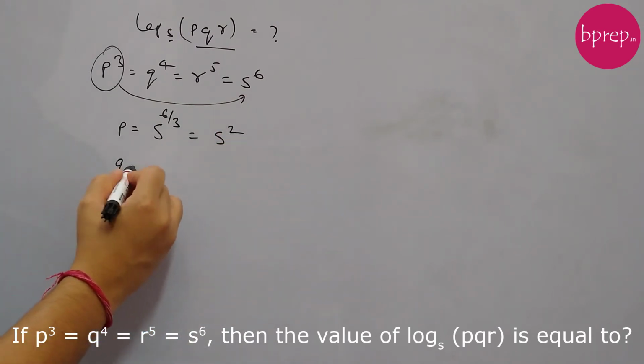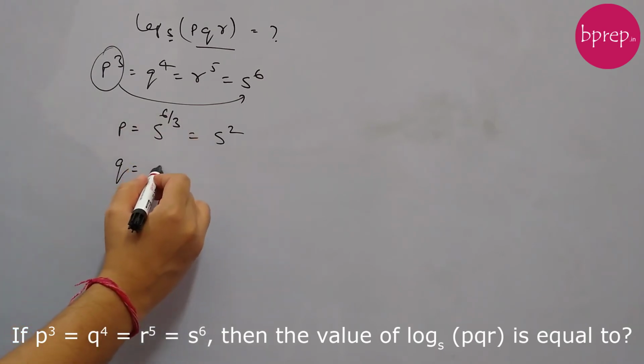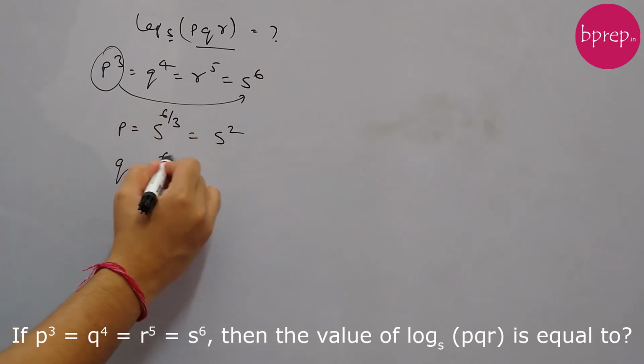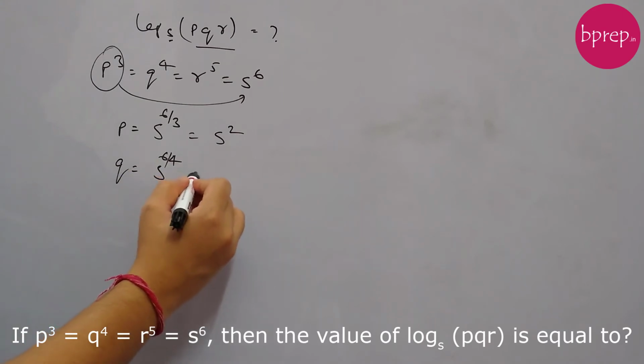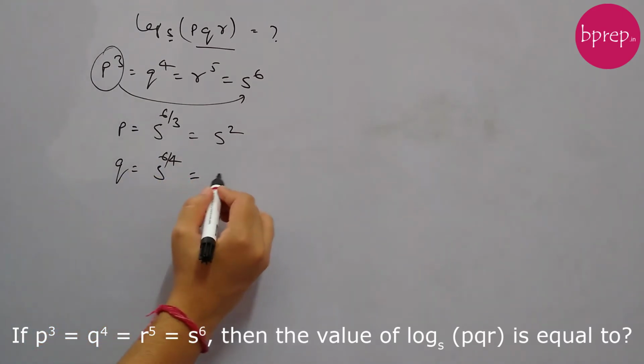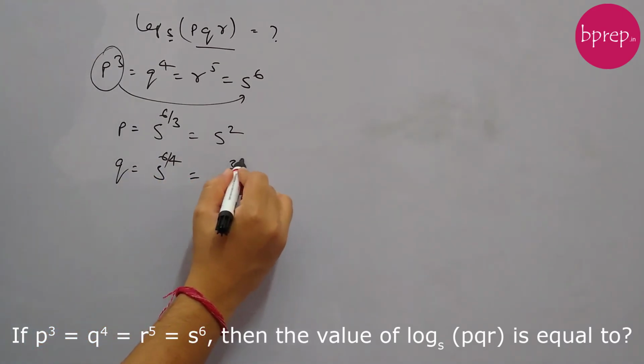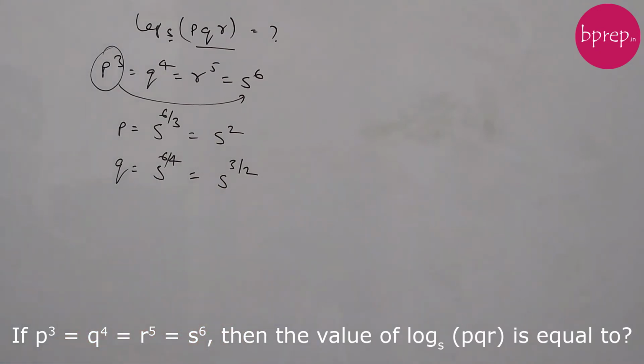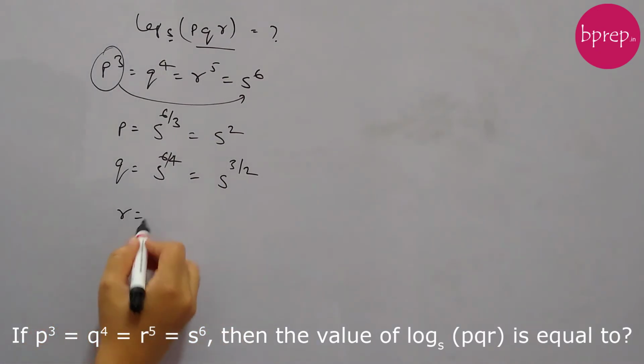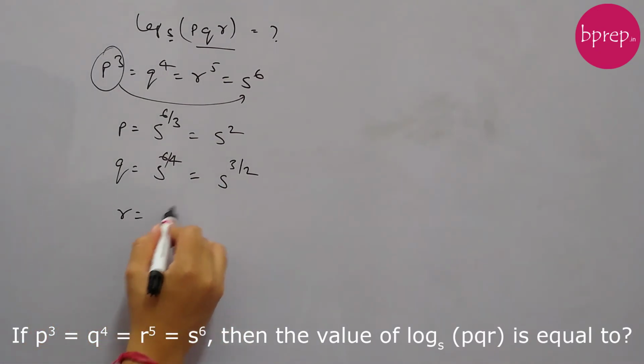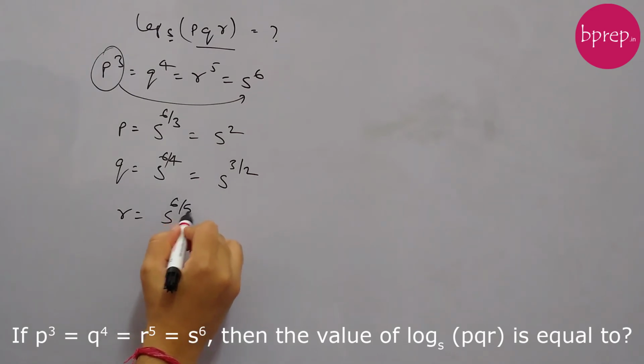Similarly for Q, can we write Q equals S to the power 6 by 4? Okay, so this is S to the power 3 by 2. And the same thing we can do for R. So R is S to the power 6 by 5.